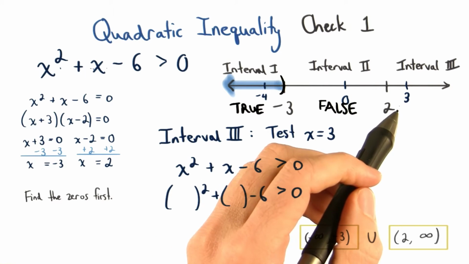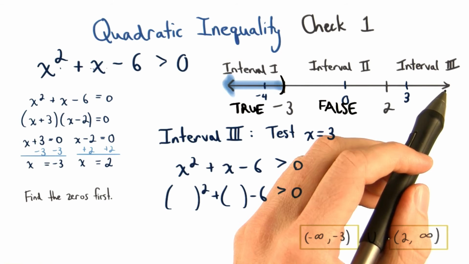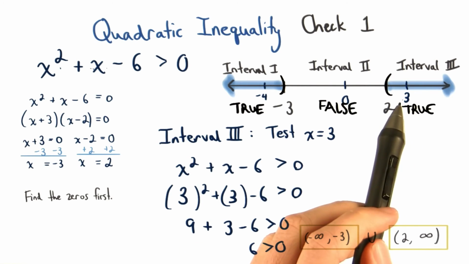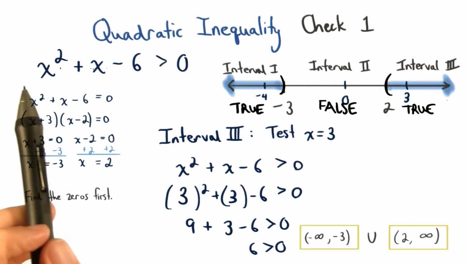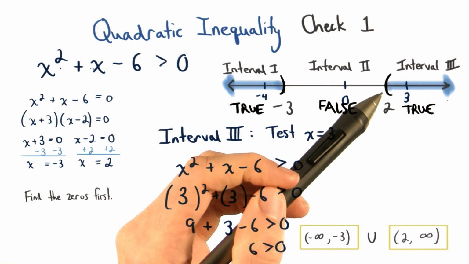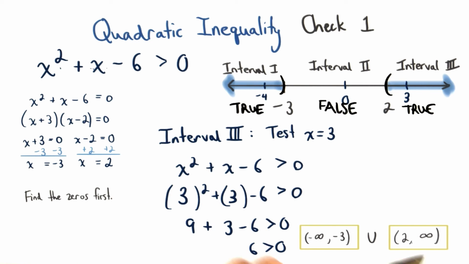And finally, we try a different value of x for our third interval. I'll use x equals 3. When we plug in x equals 3 here and here, we'll get the statement 6 is greater than 0. This is true. This means any value greater than 2 will satisfy our original inequality. And notice we have our second region, from 2 all the way up to positive infinity.